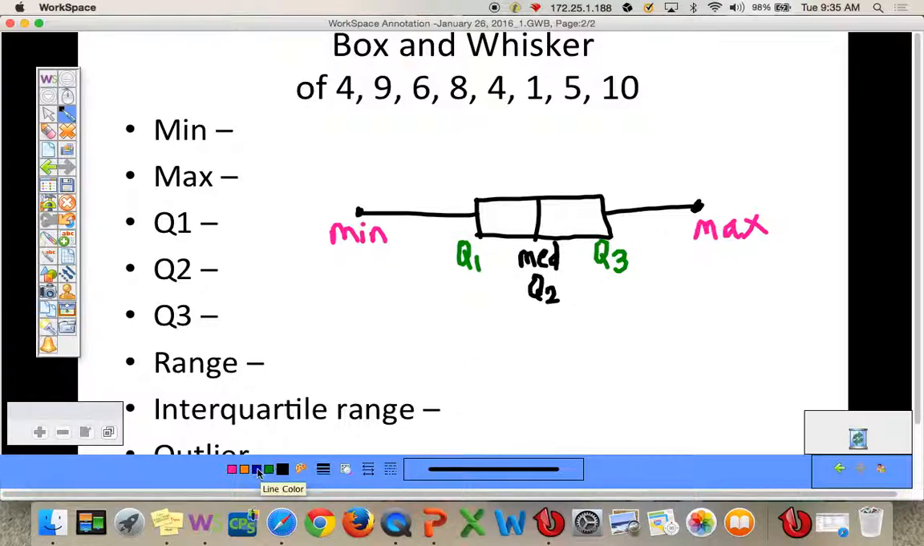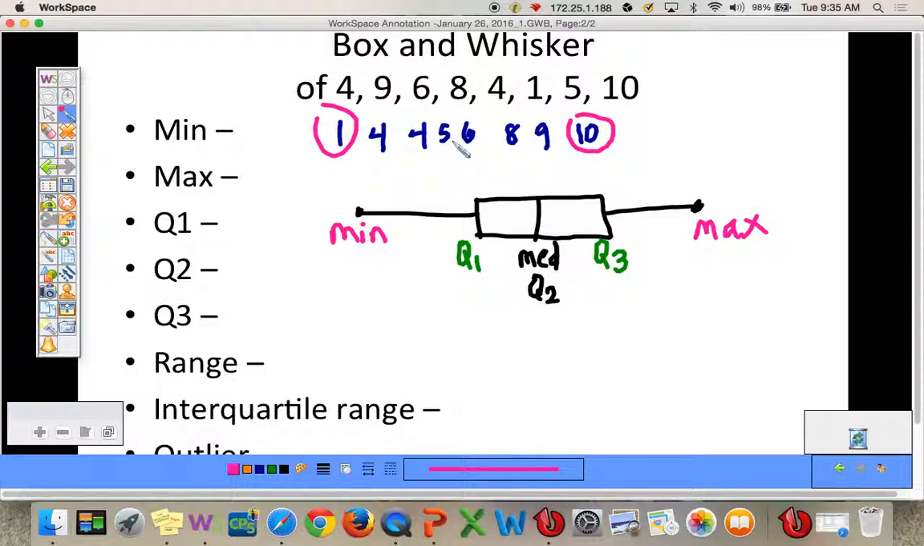To find it, you'd put your numbers in order. So let's do it with these numbers. We have 1, 4, 4, 5, 6, 8, 9, 10. 1, 2, 3, 4, 5, 6, 7, 8. Okay, so to find your 5-number summary, we have our min and our max. That's pretty easy, min, max. Our median is the middle, so you cross off until you get to the middle, and it looks like our middle here would be 5.5. So there's Q2.